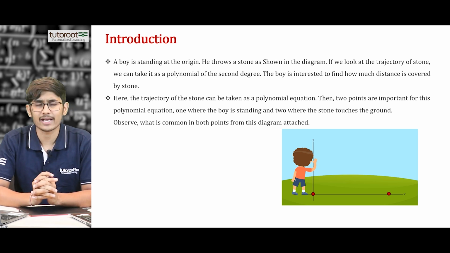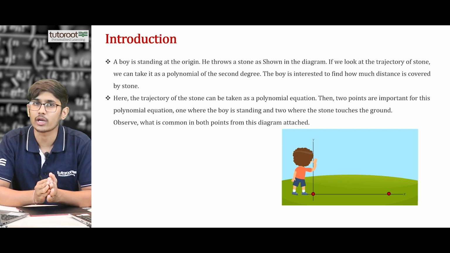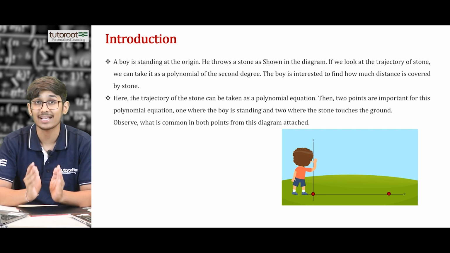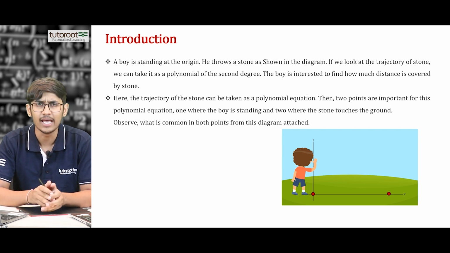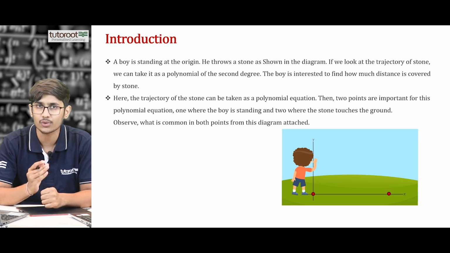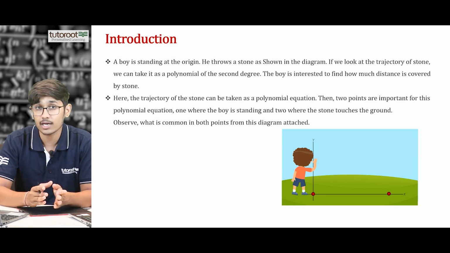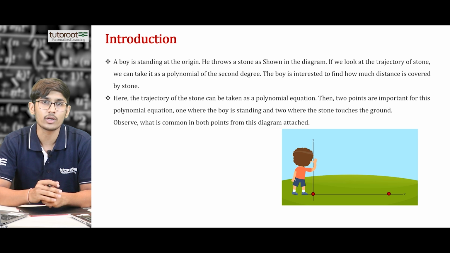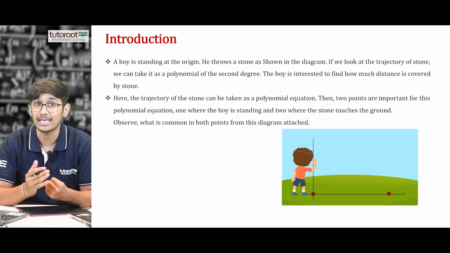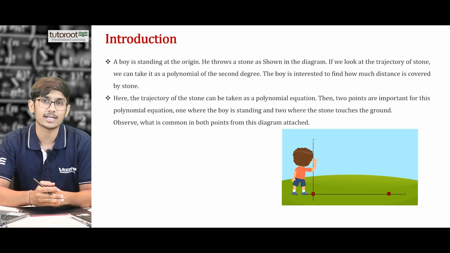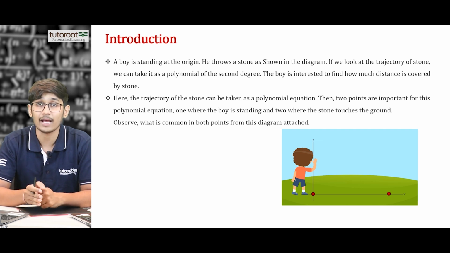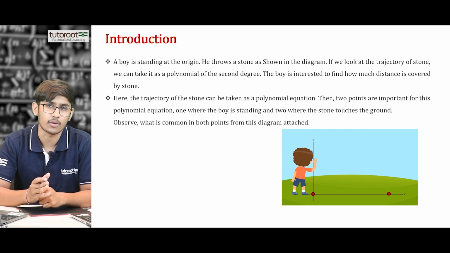Now let's look at an example. A boy is standing at the origin. He throws a stone as shown in the figure on your screen. If we look at the trajectory of the stone, we can take it as a second degree polynomial. The boy is interested to find how much distance is covered by the stone. Here, the trajectory of the stone can be taken as a polynomial equation. Then two points are important for this polynomial equation: one, where the boy is standing, and two, where the stone touches the ground.